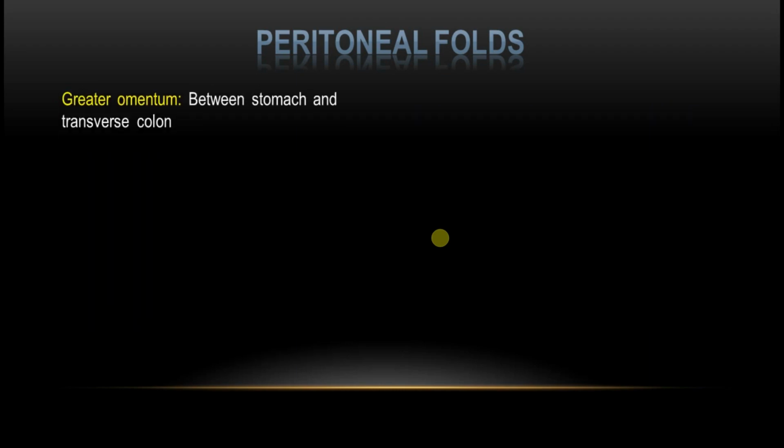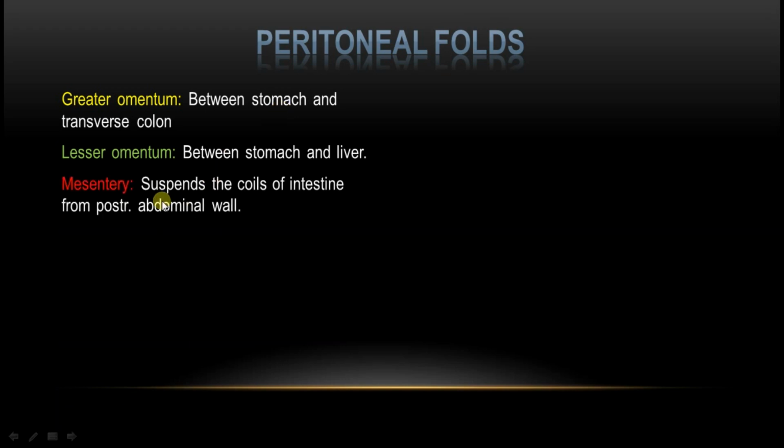You have the greater omentum and the lesser omentum. The greater omentum is between the stomach and transverse colon. Between the stomach and liver, it is called the lesser omentum. The mesentery suspends the coils of intestine from the posterior abdominal wall. This I already told you.